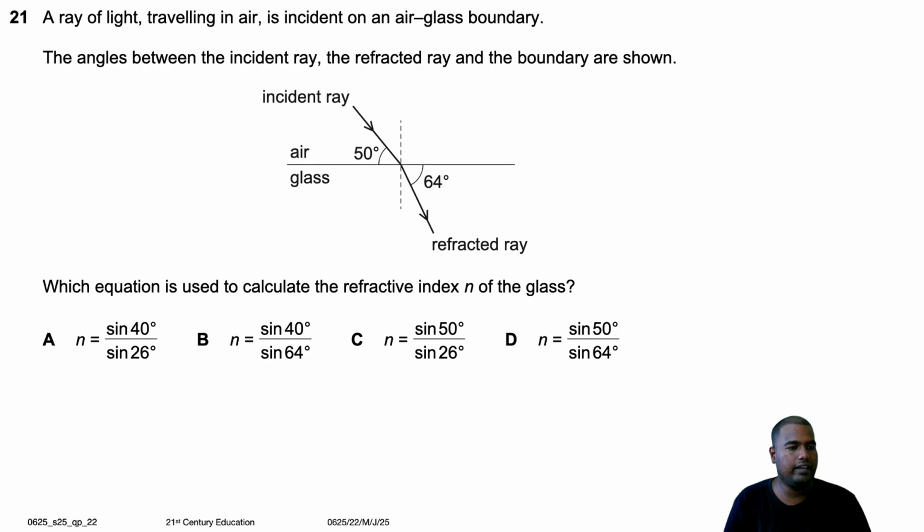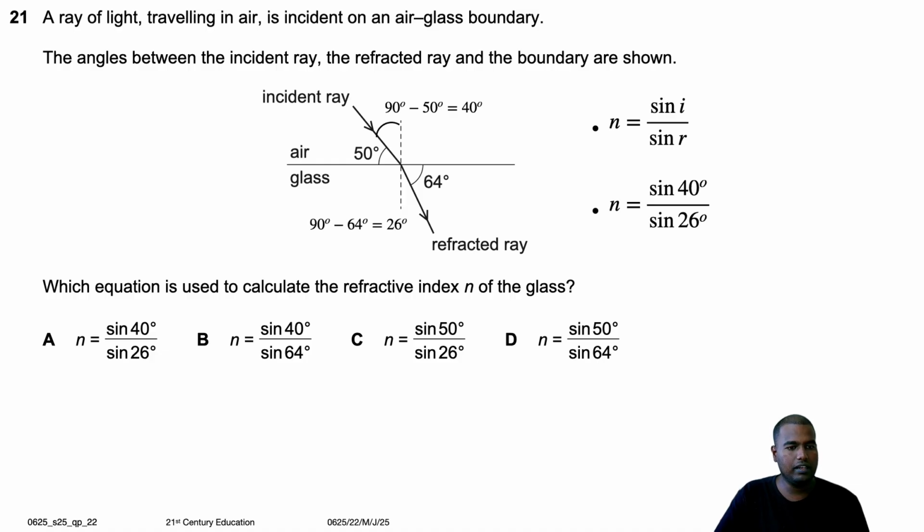A ray of light traveling in air is incident on an air-glass boundary. Angles between the incident ray and the refracted ray are shown. Which equation is used to calculate the refractive index n of the glass? We know that refractive index is sine of incident angle divided by sine of refracted angle. In this case, the incident angle is actually not 50, it's 90 minus 50, which is 40. Similarly, the refracted angle is not 64, it's 90 minus 64, which is 26. So it's sine 40 divided by sine 26, sine i by sine r. Option A.